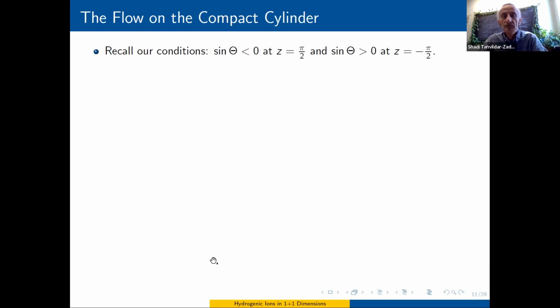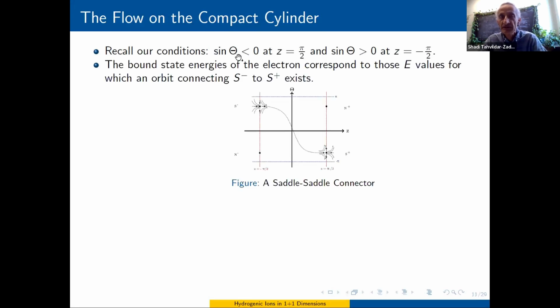Okay, so to summarize, we want theta to be negative at this end and positive at this end. This means that we want things to come out of this saddle point and go into that saddle point. So we are only interested in saddle connectors, right? An orbit of a dynamical system that starts from one equilibrium point and ends at another equilibrium point is called a heteroclinic orbit.